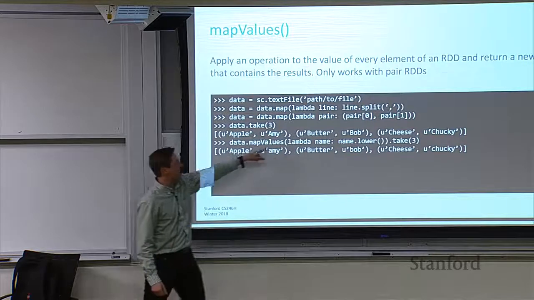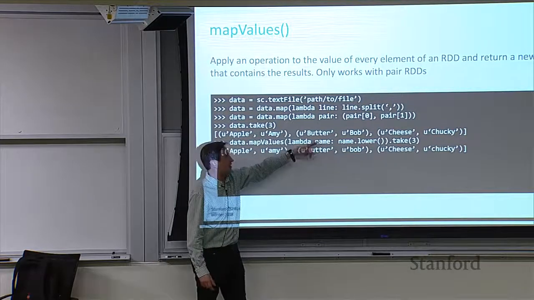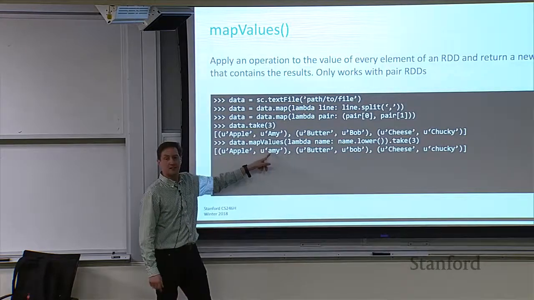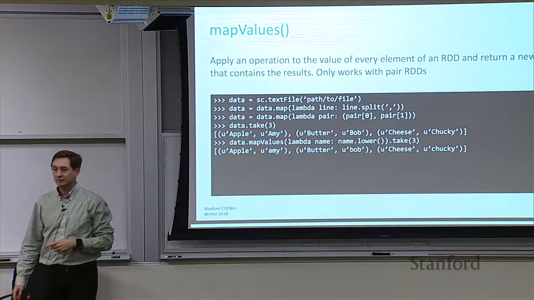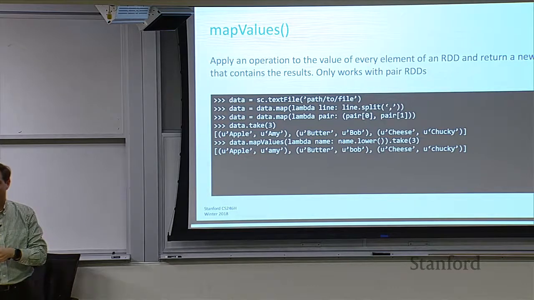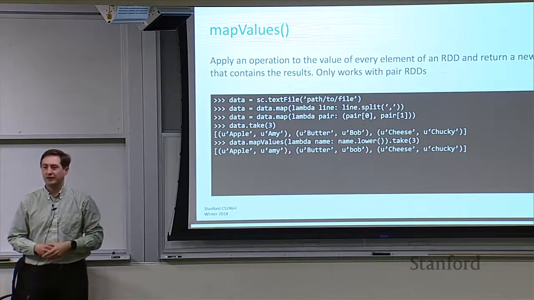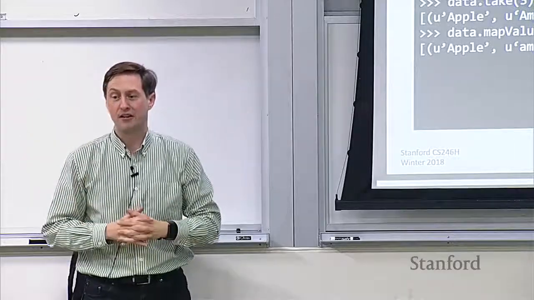Now I can do a map values, and in this case I'm going to do a name.lower, where name is my value that I'm passing in, and I take the top three. You can see I've only impacted the value. Yeah? You don't have to do anything to it, unless you're using Java. In Java, you have to explicitly declare it a pair RDD, and it's a big pain in the butt. But in Python and Scala, it just magically turns into a pair RDD.